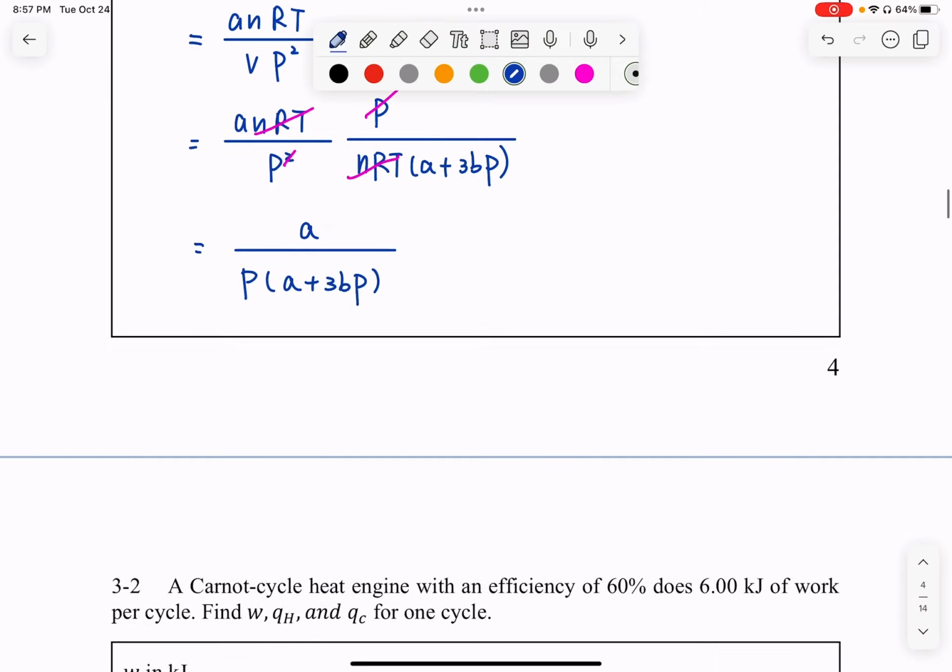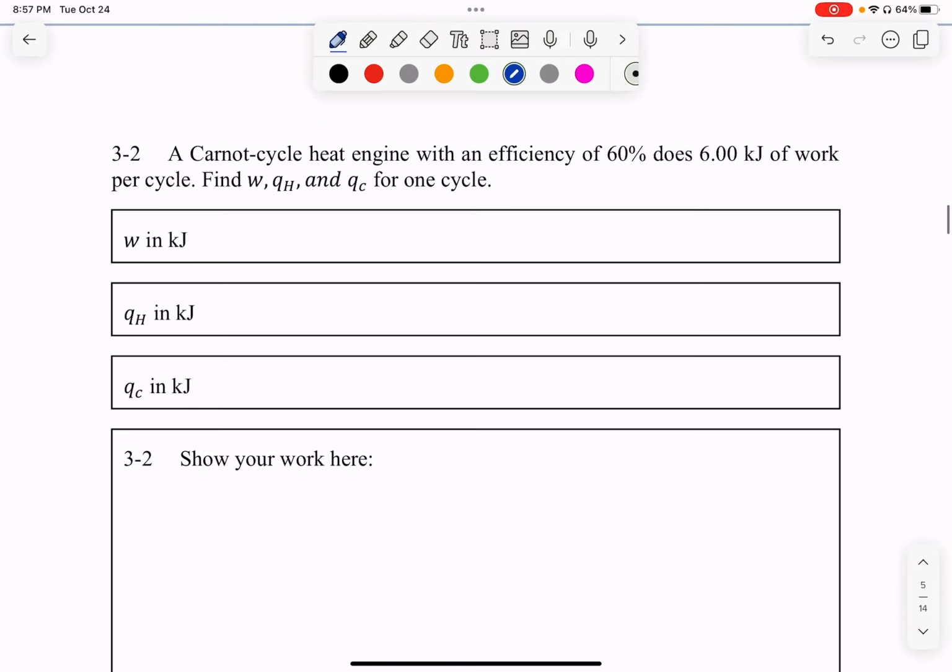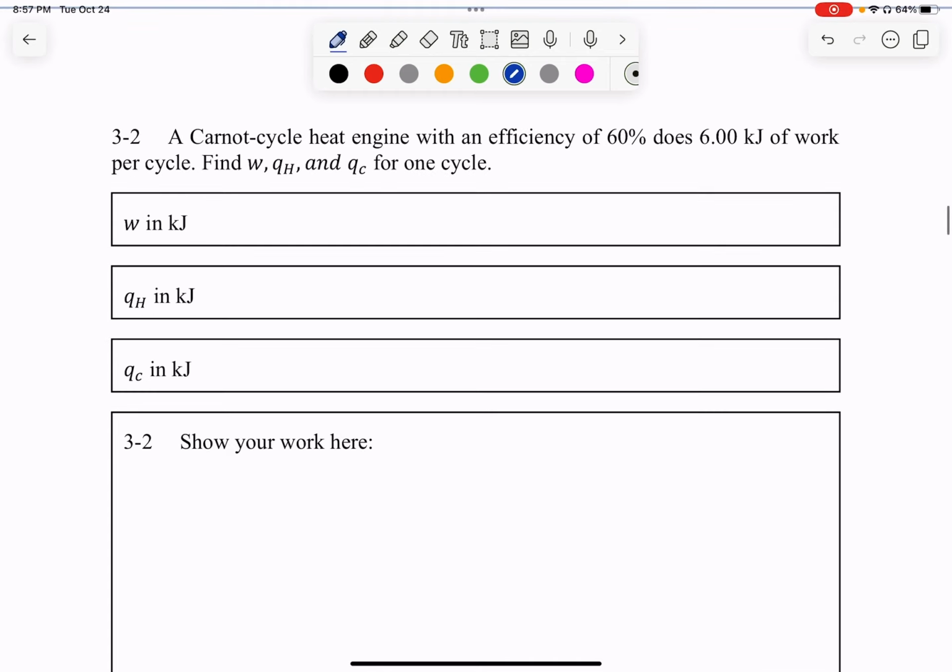Okay, now let's keep going. Next question. A Carnot cycle heat engine has an efficiency of 60% and does 6 kilojoule of work per cycle. So what we're saying is a heat engine does 6 kilojoule of work per cycle. So the system, or the heat engine, does work on the surroundings, so our work will be a negative number, negative 6.00 kilojoule.